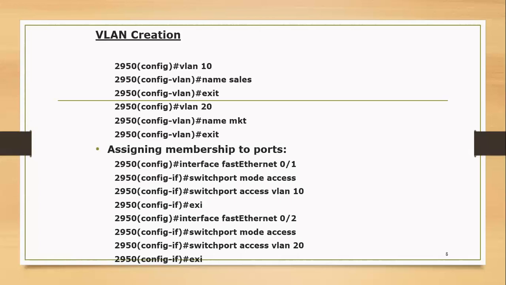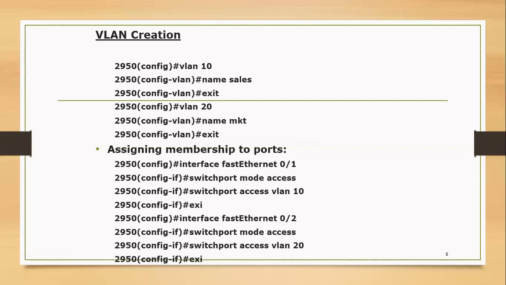After this, you can verify with show VLAN again. You will see VLAN 10 and VLAN 20 with these names, sales and marketing, or whatever names you have given. But still the switch will behave as default because we haven't assigned ports to the VLANs. There are only VLANs created, but the switch doesn't know which ports belong to these VLANs. So that is the next step that we have to do, that is assigning membership to ports.